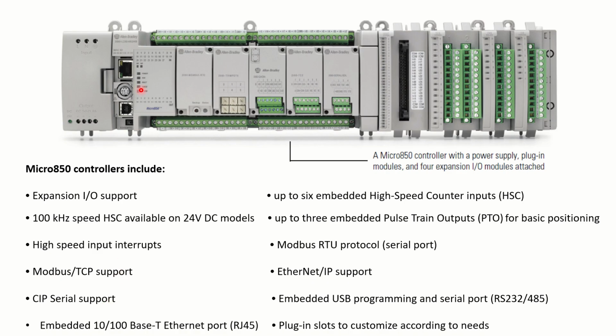Here you can see there is an Ethernet port, right? There is a USB port for communication with the PC. Apart from that, you have the TCP support and CIP serial support. You have an embedded 1000 Ethernet port, that is RJ45, this one. You have 6 embedded high speed counter inputs. You have 3 embedded pulse train outputs for basic positioning, XYZ axis you can use. You have Modbus RTU protocol, that is serial port, EtherNet/IP support, embedded USB programming and serial port, and plug-in slots to customize according to needs.